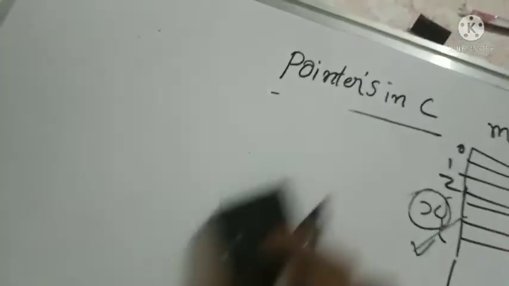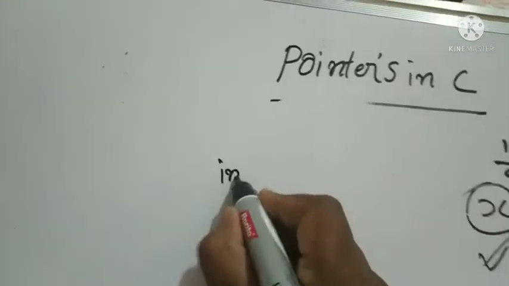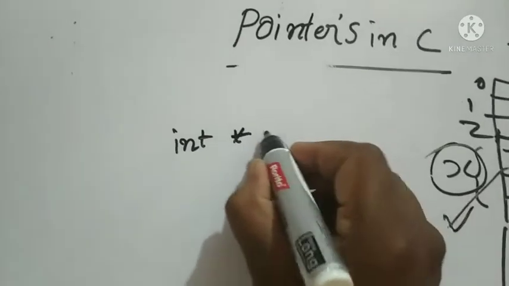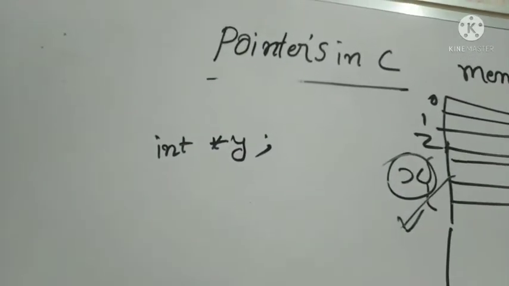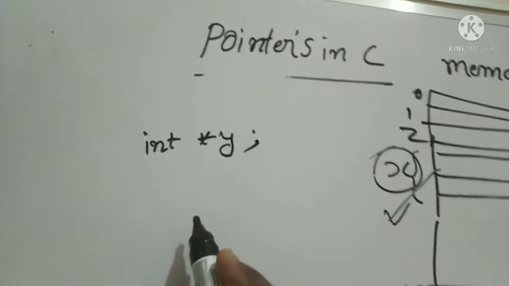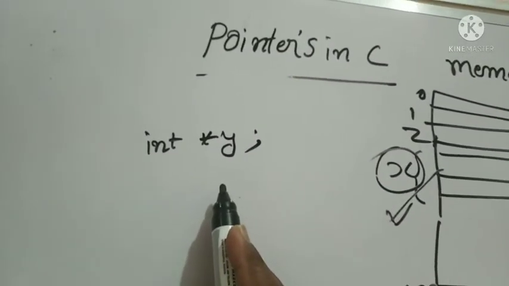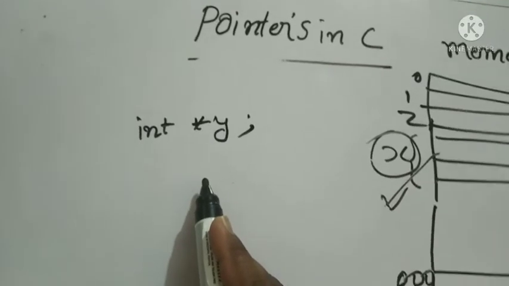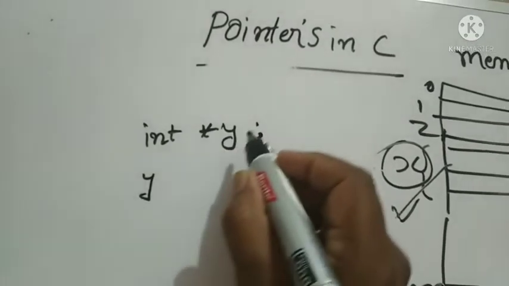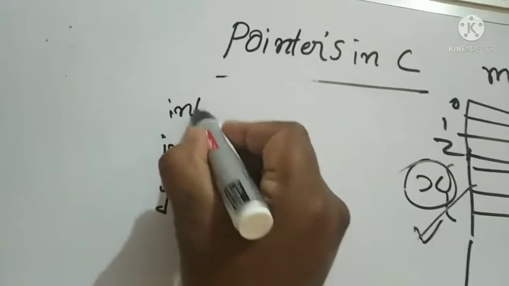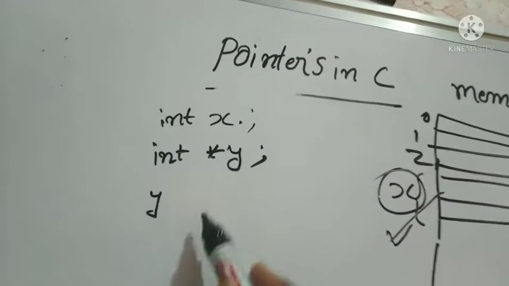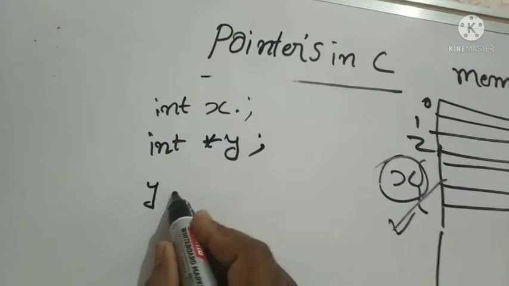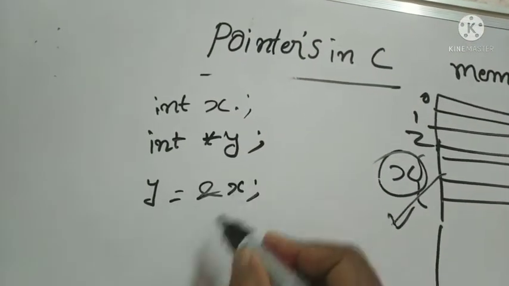There is another way in which we can directly initialize the pointer. The way in which I can initialize a pointer is like this. So what does this indicate? y is a variable which holds some address. So I write int x, then int *y, and y is equal to &x.